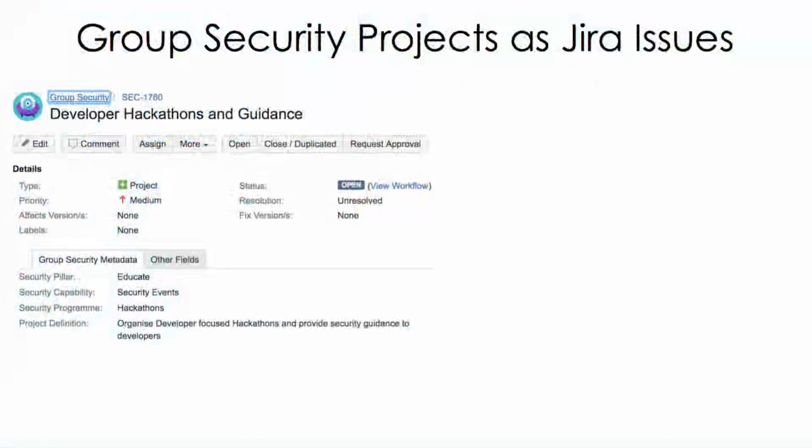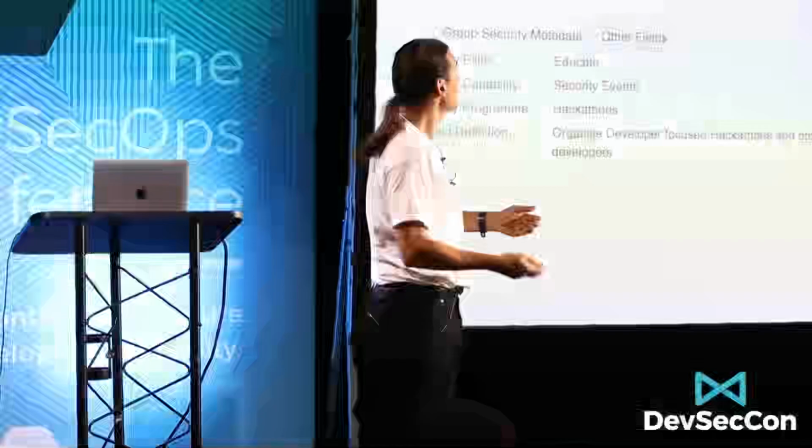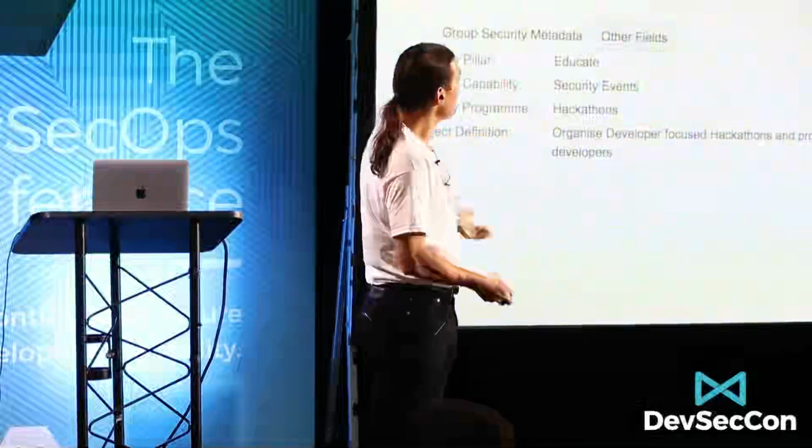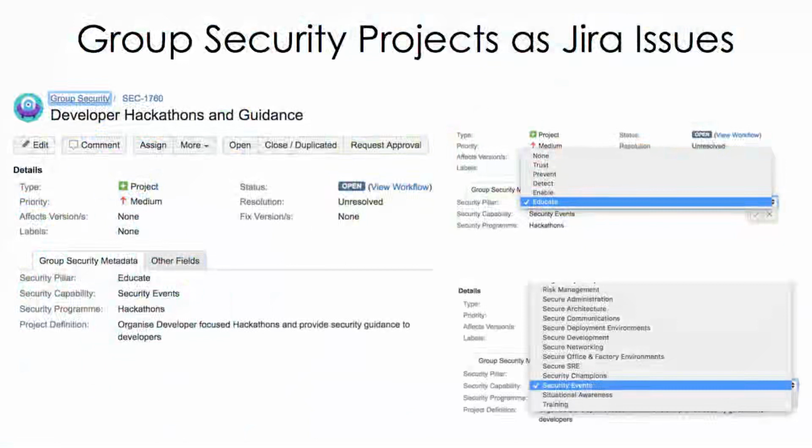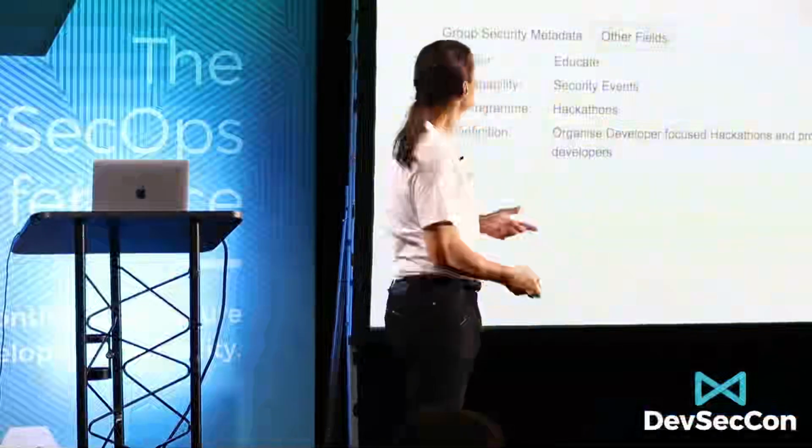For example, something we do with the Hackathon guys, who I think are here, right? We want to do some developer hackathons and guidance. You can select from the drop-down box which pillar, which capability, which program. So you can see that we actually use Jira to manage the projects themselves, right? And then we create something like this. Now, what's really cool about this is that this all comes from Jira.